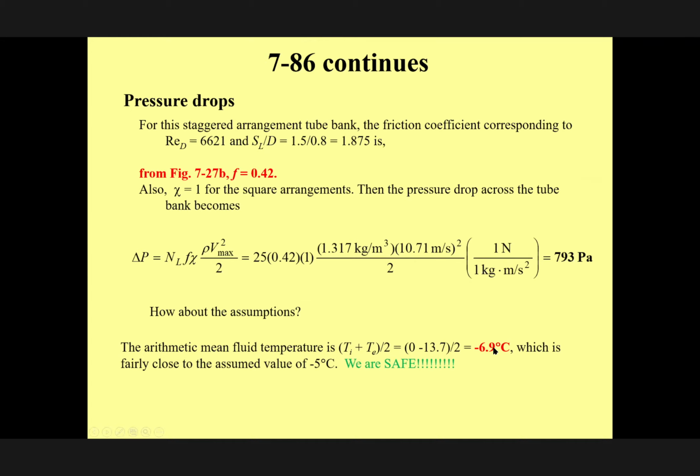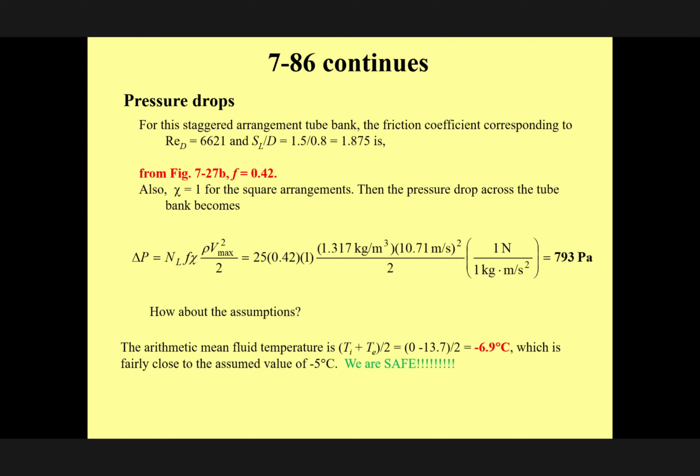We assumed minus 5, here is minus 7, therefore we can see it is not that big a difference. If you go back and look at the physical property at minus 7, it's not that much different from minus 5. Therefore, we are safe, okay? Therefore, we do not need to redo it. If I made minus 20, then I had some problem, okay? But again, it depends on the problem.